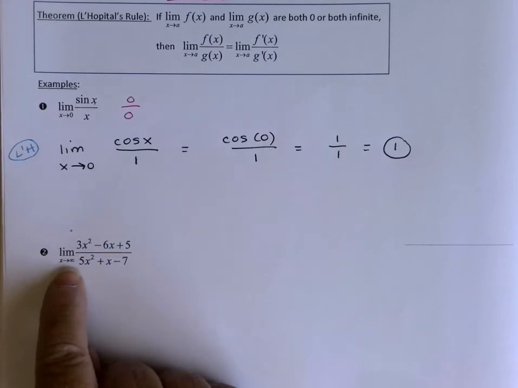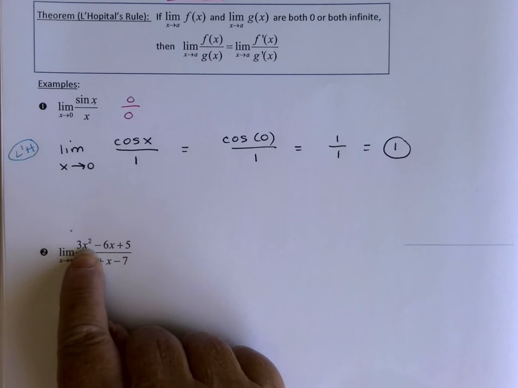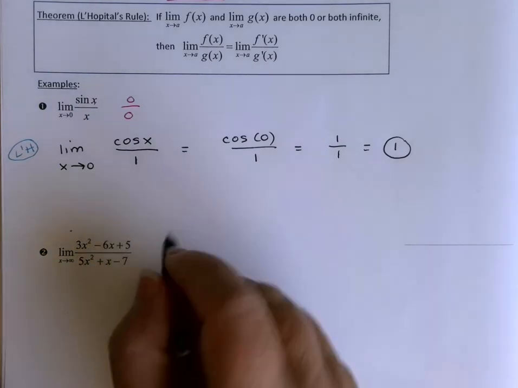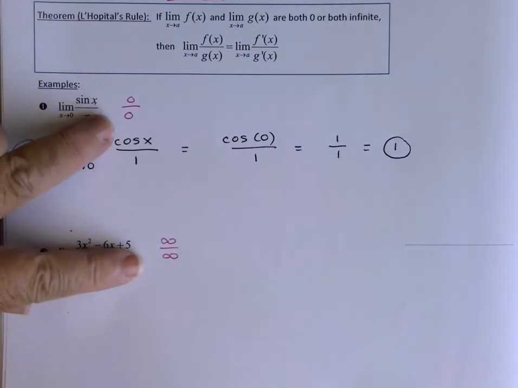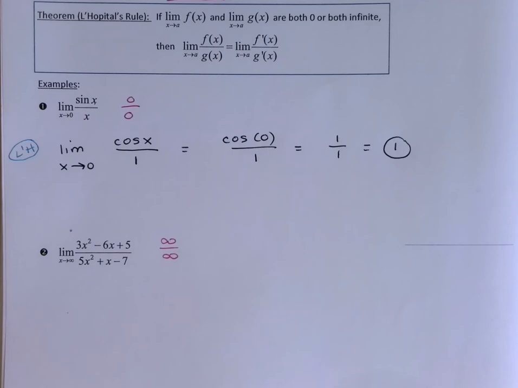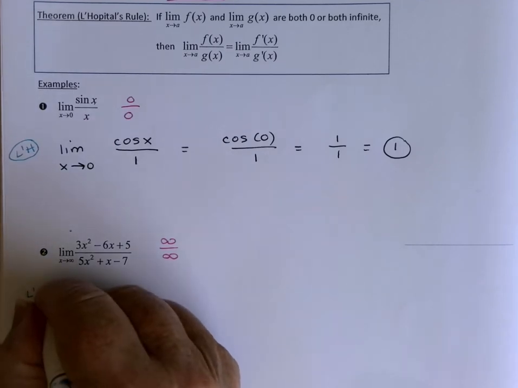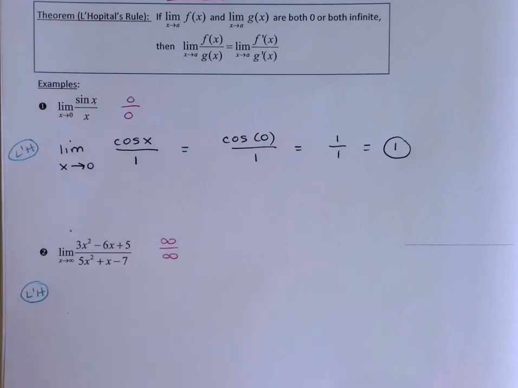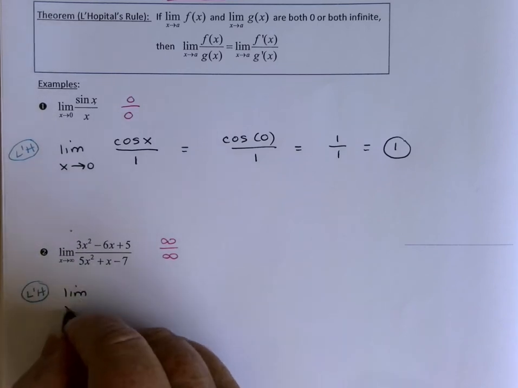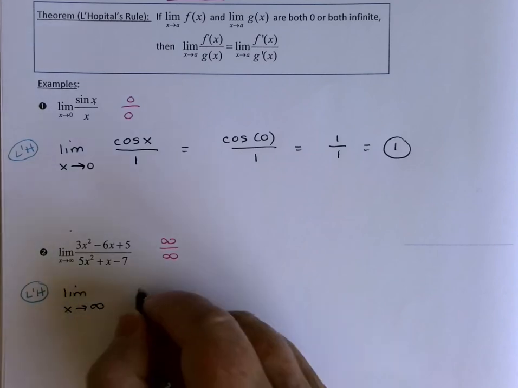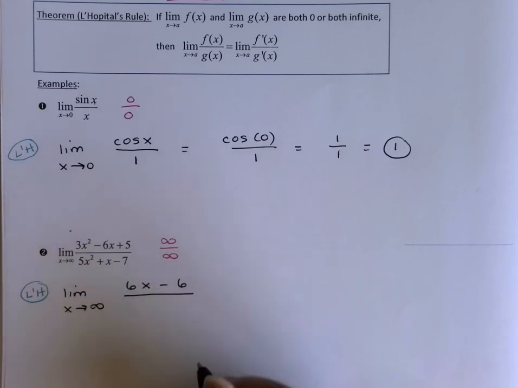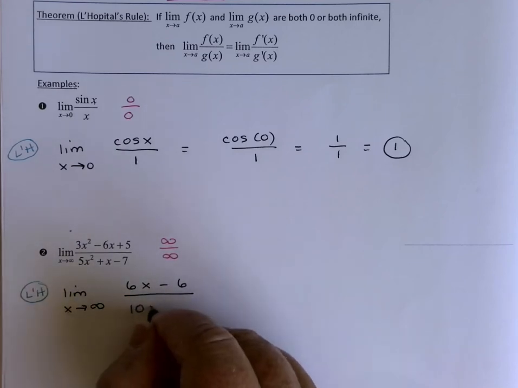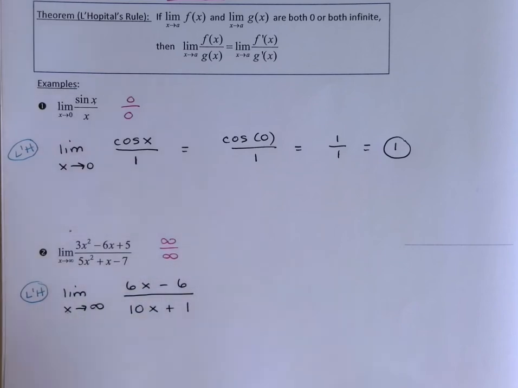This next one, as x goes to infinity, the top becomes infinite, and so does the bottom. So this is the infinity over infinity case. Again, one of the two cases where L'Hopital's rule applies. So I'm going to go ahead and do my L'Hopital's rule step. The derivative of the top, 6x minus 6, and the derivative of the bottom, 10x plus 1.